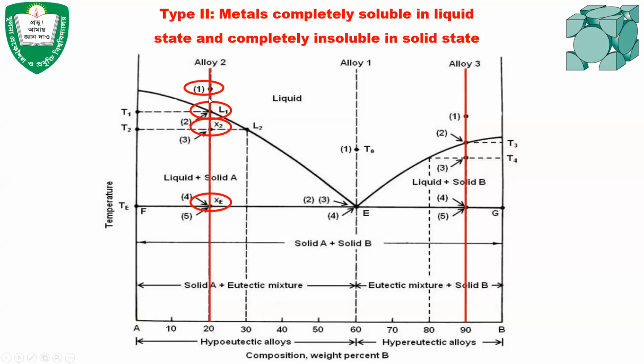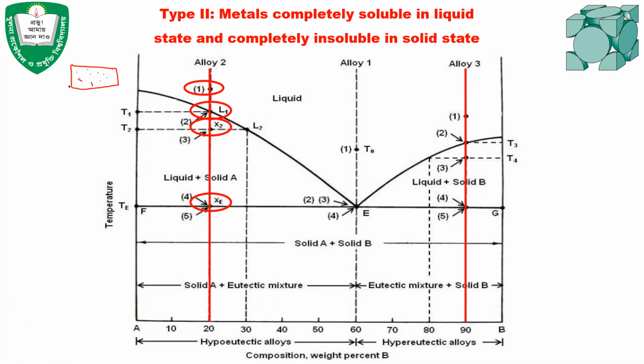Okay, the description would be for alloy 2. Let's say the description would be like at 0.1 the metal A and metal B are completely soluble, and there will be uniform distribution of A and B. If you want to see the microstructure, you can draw the microstructure like this. It is a schematic microstructure. Draw a box and then show the uniform distribution of A and B.